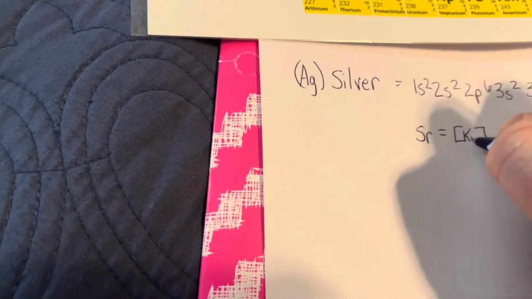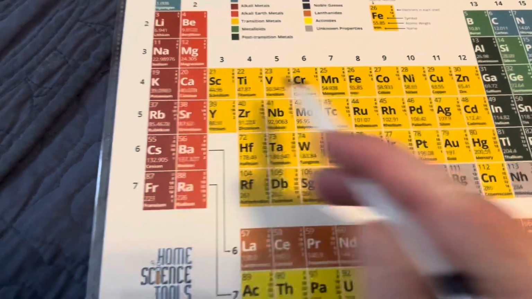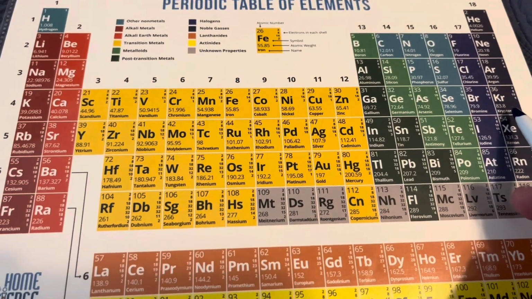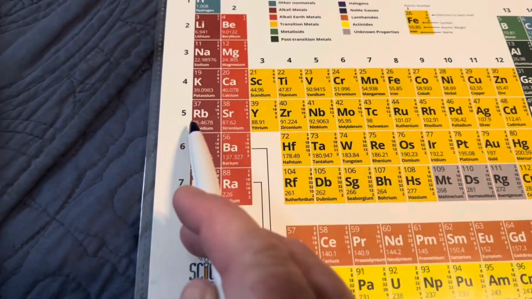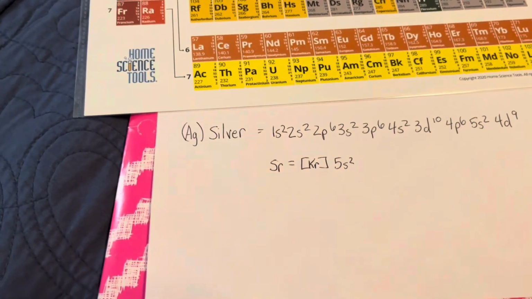And then I put the rest of what it would be. So I don't have to go all the way up to Kr. I take the bracketed Kr, and then to get to strontium, it's just 5s2. And that is my abbreviated form, instead of having to write it all out.